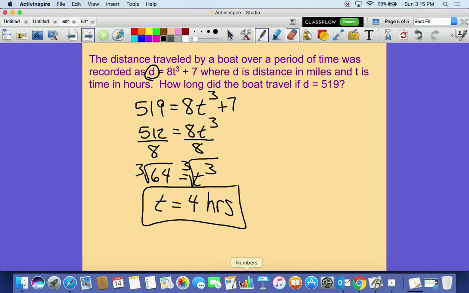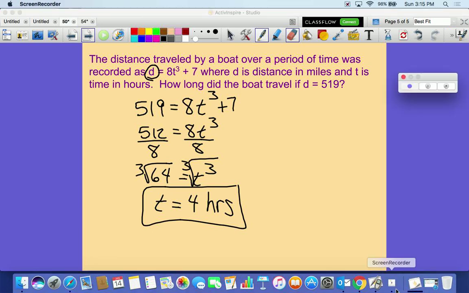Technically, if you wanted to, you could switch the d and the t here, solve for d, do all that work that we did with all the inverses, and you would still end up with the same answer. It is a lot of wasted work though. I would just plug it in and solve for what they're asking for, and then move on.